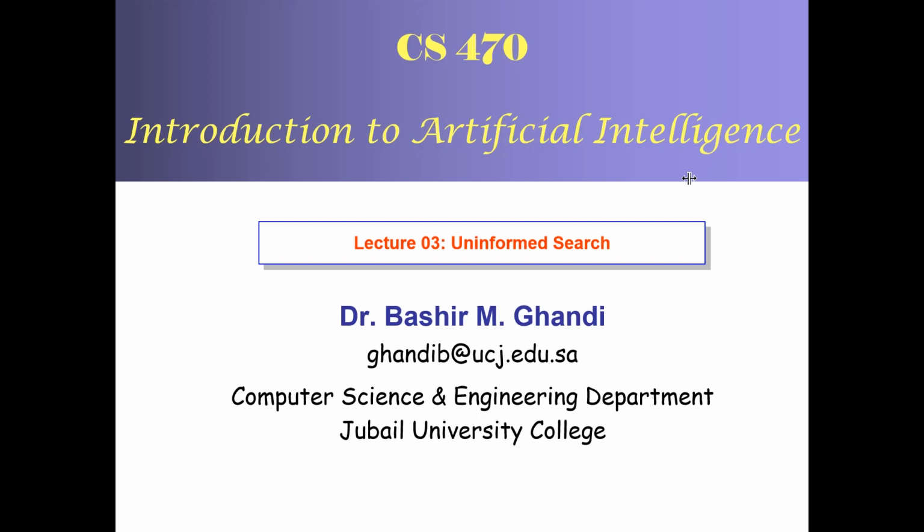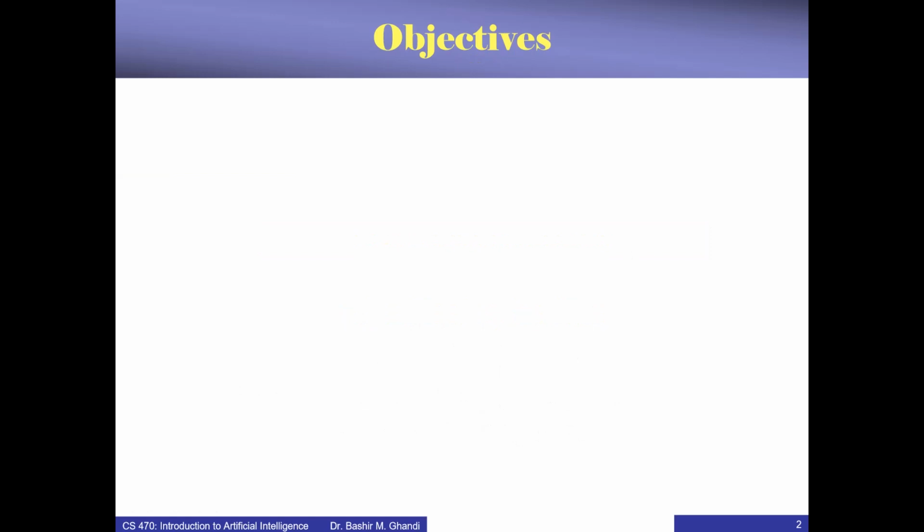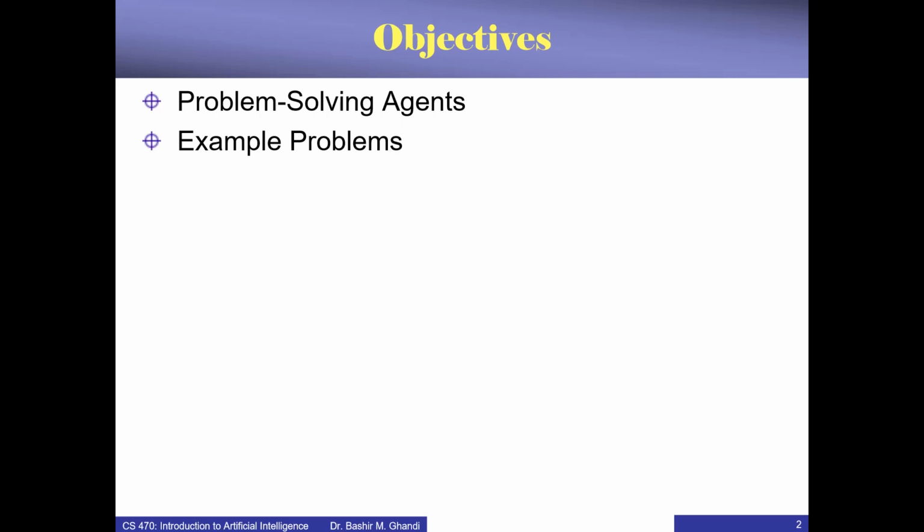Welcome to our third lecture on the course Introduction to Artificial Intelligence. This lecture is on uninformed search, and this is the outline of the topics. First, we discuss briefly about problem-solving agents generally. Then we look at example problems that are normally solved using these problem-solving agents, and especially using the search method.